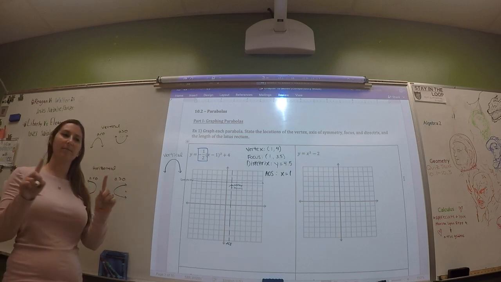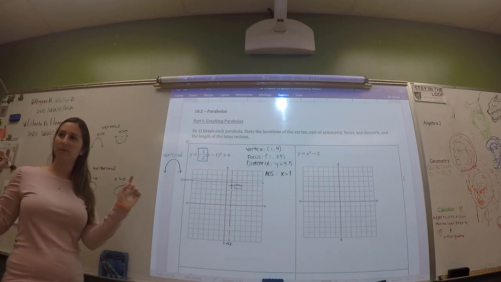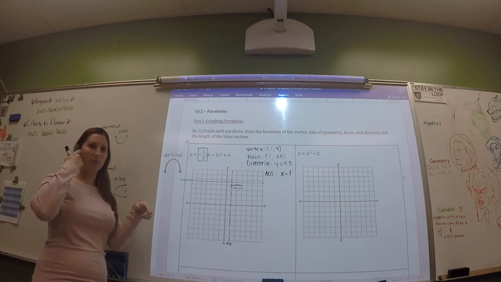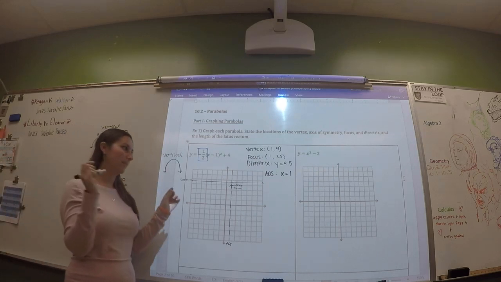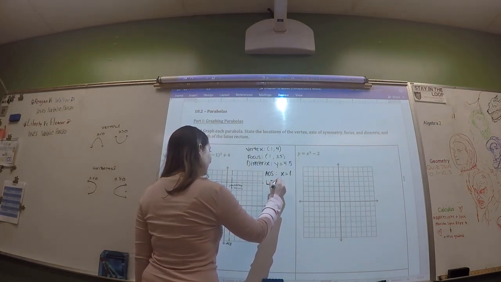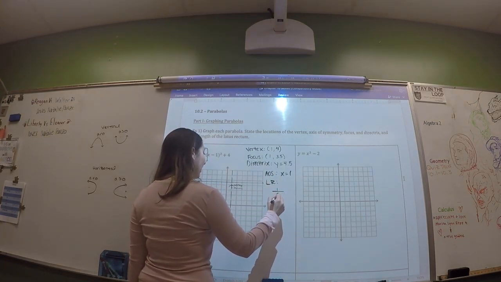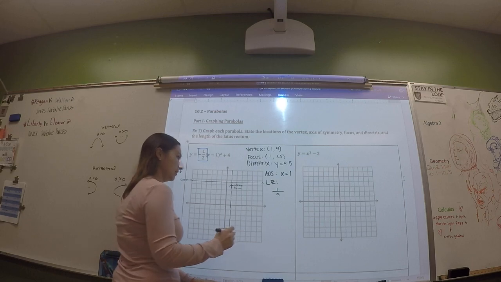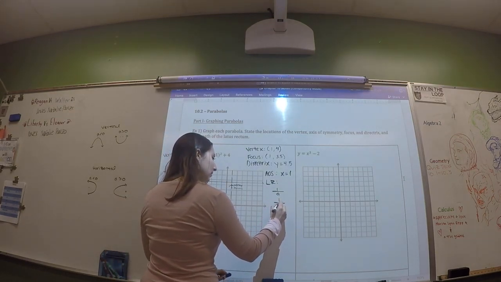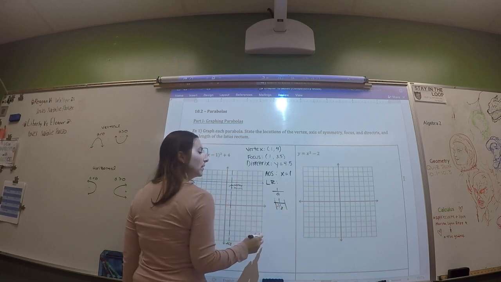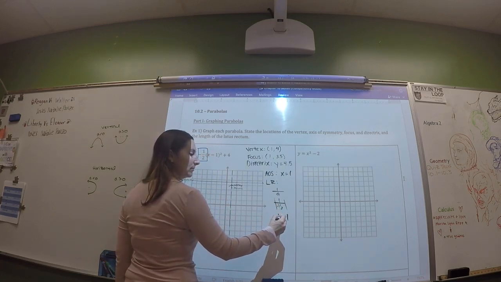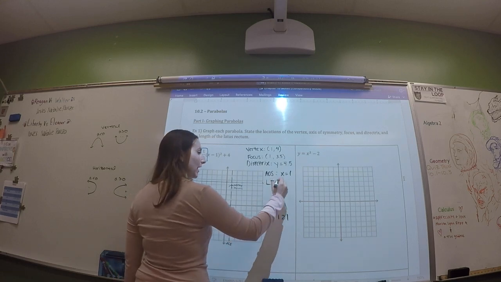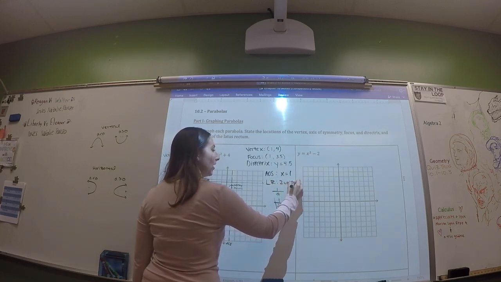What is the chord? The latus rectum. And how long is the latus rectum? It's 1 over a. So what's a? It's negative 1/2, and it's an absolute value because it's a length. So what's 1 divided by 1/2? 2. So the latus rectum is 2 units long in total.